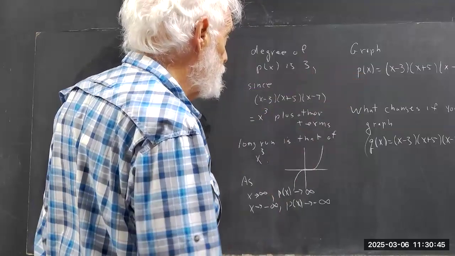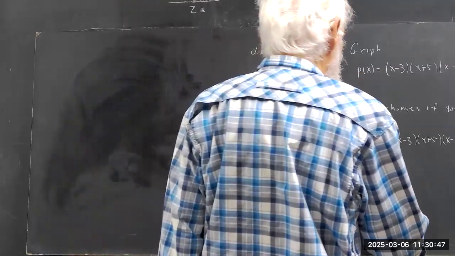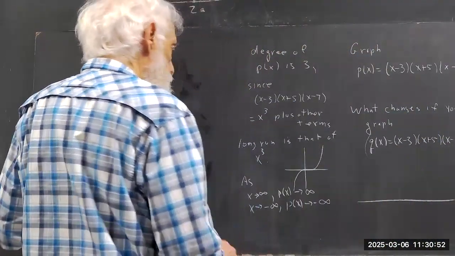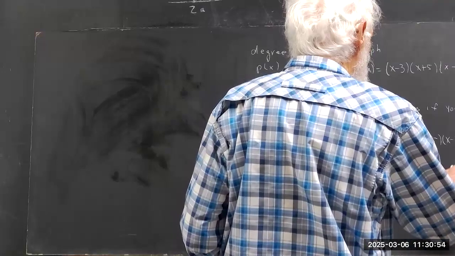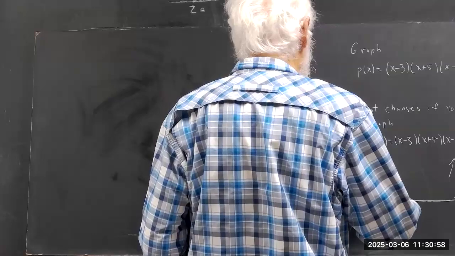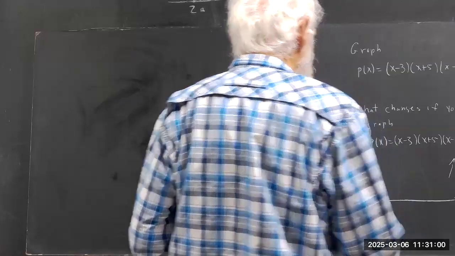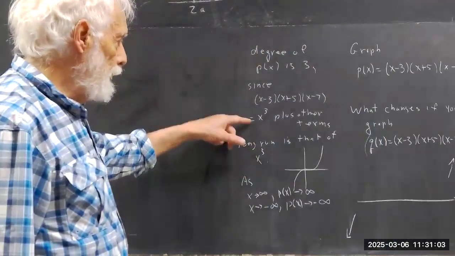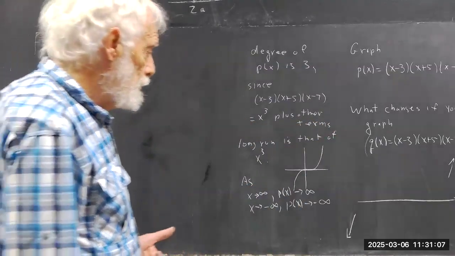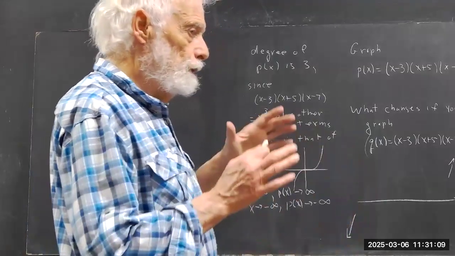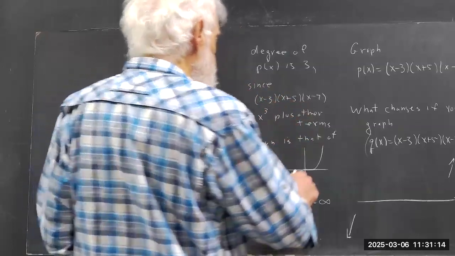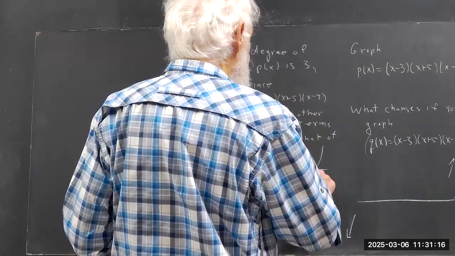So let's look at this function, P of x. Right now, we know that P of x goes this way and this way because it acts like x cubed. If you zoom back, it just looks like this. But if you zoom in, you see that in the middle here, it's got some little wiggles.